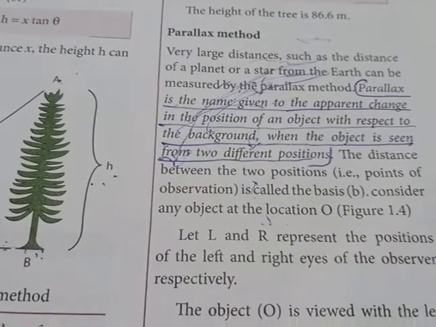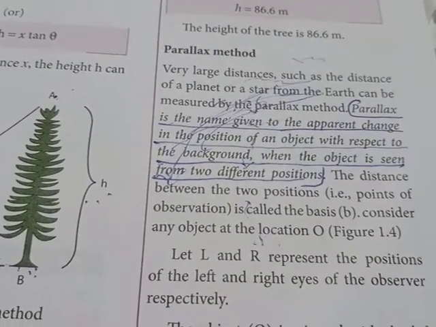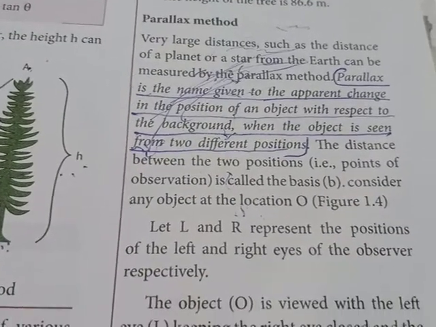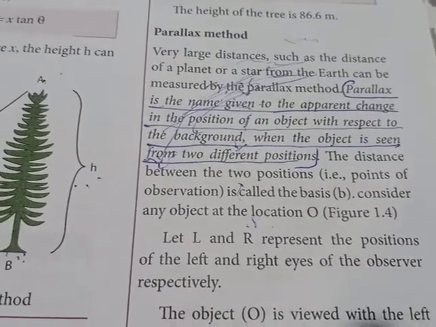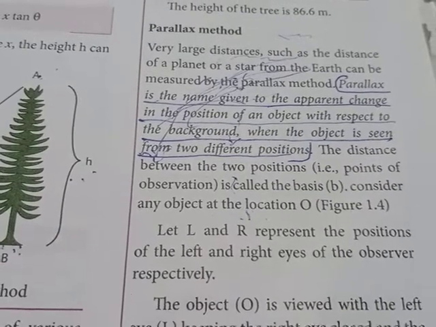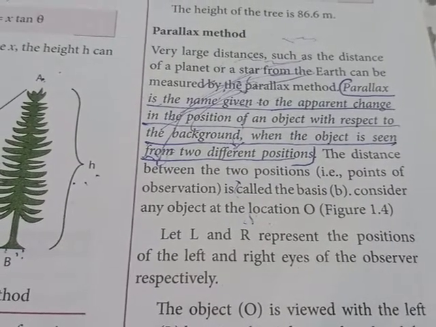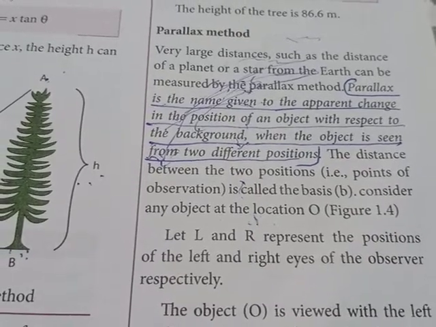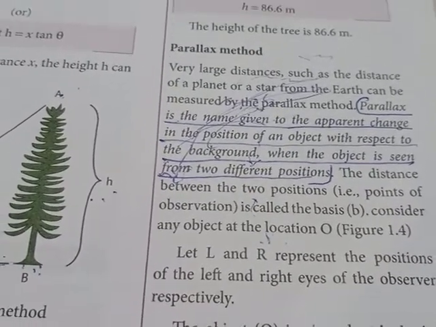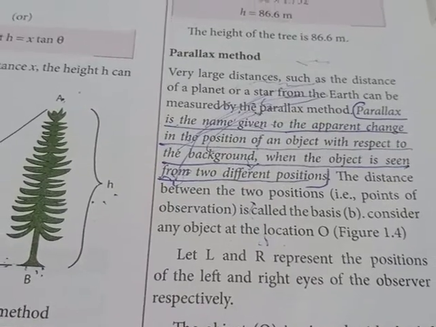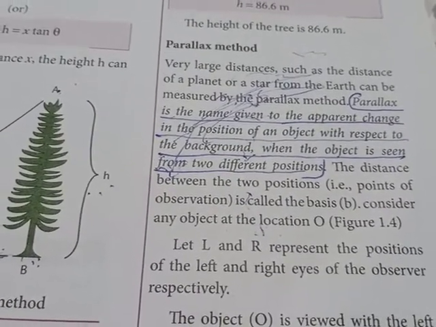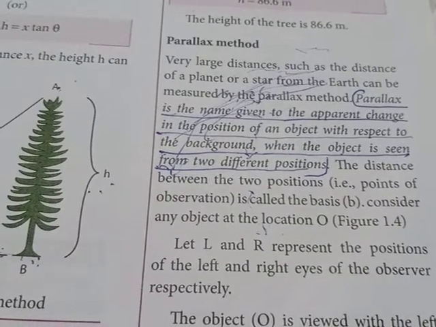Today we are going to see another method, which is the parallax method. Parallax method is another method to find the largest distance. For example, suppose we want to measure the distance from the earth to the moon. The distance between the earth and the moon is measured by using the parallax method.